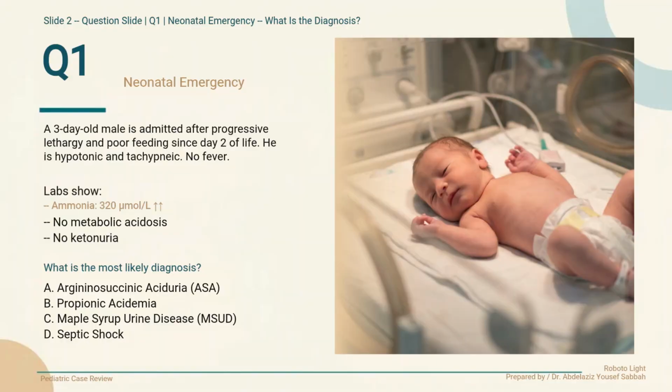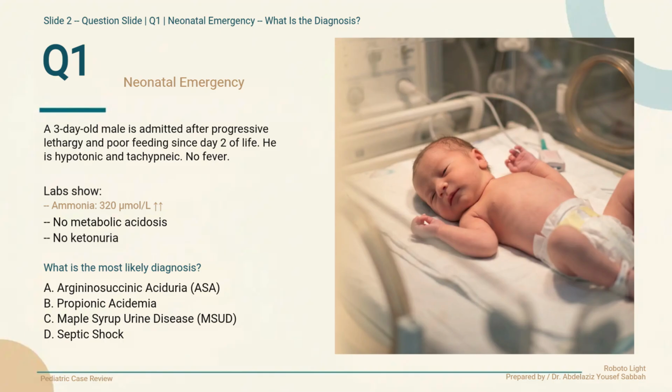A 3-day-old male is admitted after progressive lethargy and poor feeding since day 2 of life. He is hypotonic and tachypneic, and he has no fever. Laboratory studies show ammonia of 320 micromoles per liter, which is markedly elevated. There is no metabolic acidosis and no ketonuria. What is the most likely diagnosis?